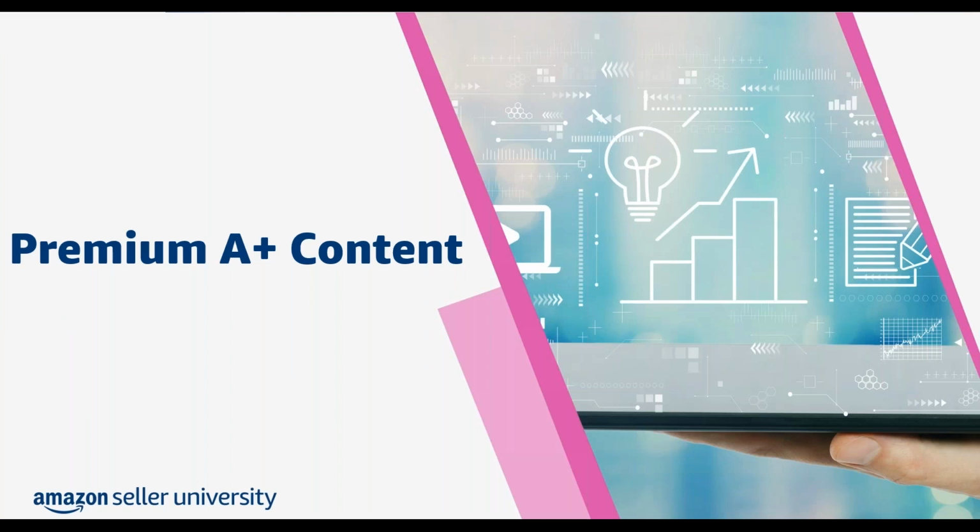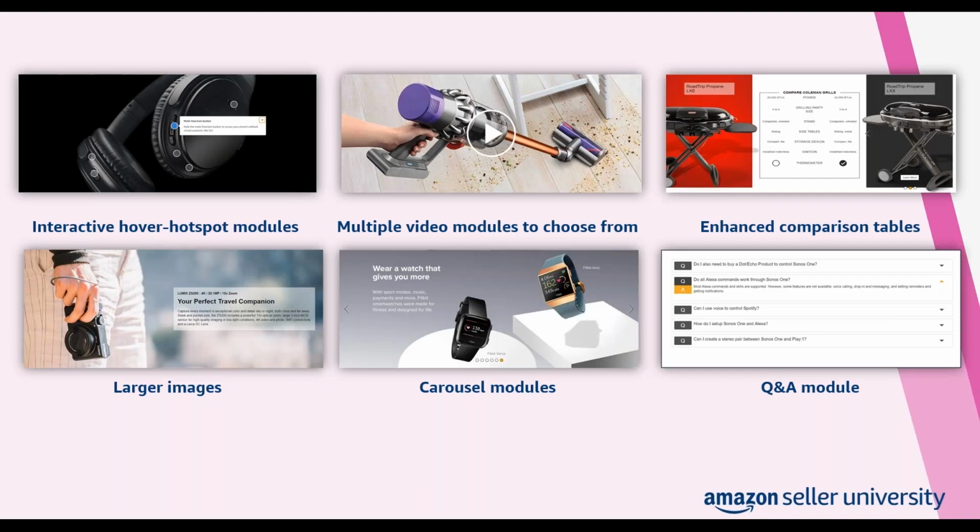Premium A+ content. Beyond standard A+ content, you can also use Premium A+ for access to 6 additional module types. The 6 types are interactive hotspots, video, enhanced comparison charts, larger modules, carousel modules, and Q&A. Interactive hotspots allow you to call out different aspects of a product image with text. This can help simplify complicated product descriptions and can help customers browse through all key product features.